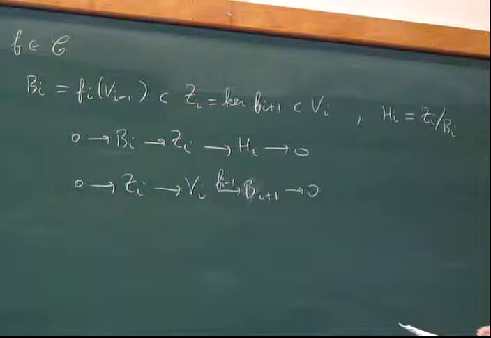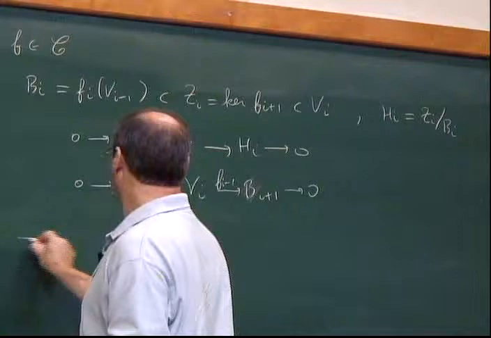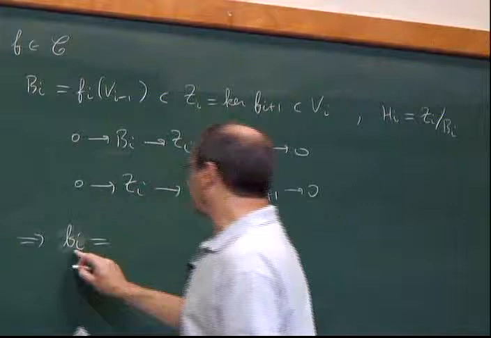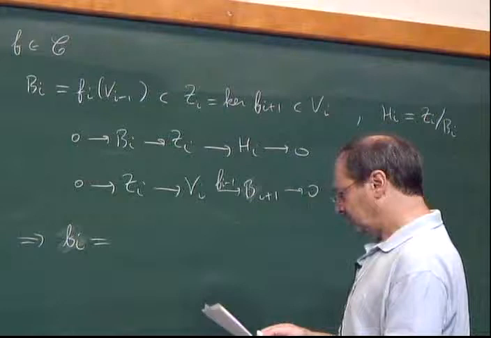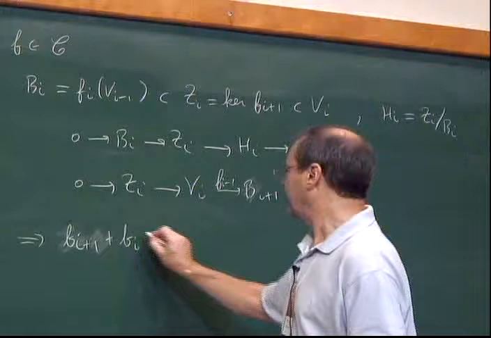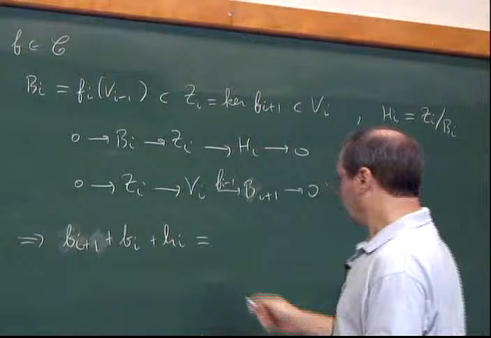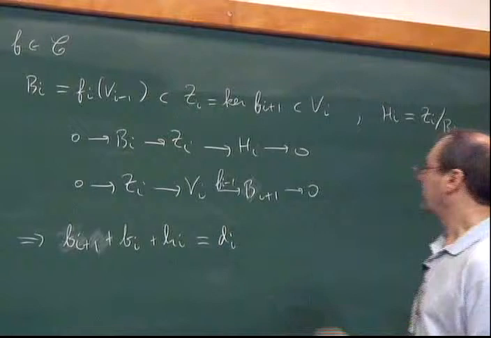So from here we obtain that the BI, this is the dimension of the boundaries, B_{i+1} plus B_i plus H_i equal to D_i. So it's just adding up dimensions, we obtain that formula.